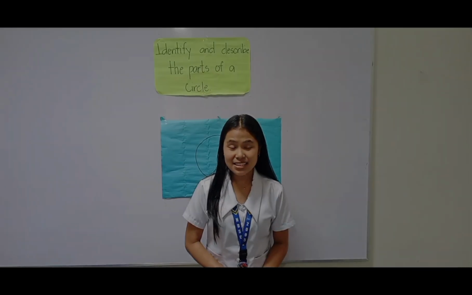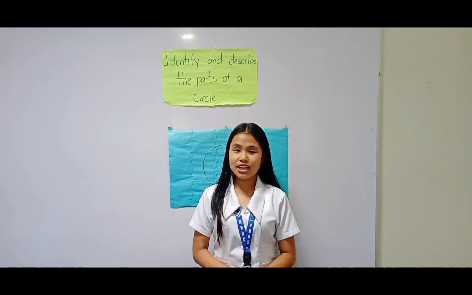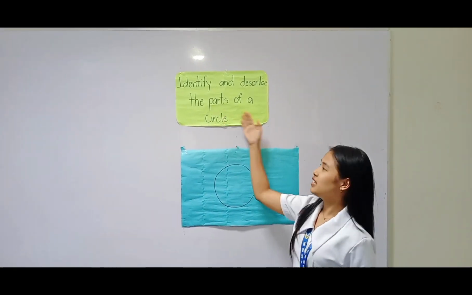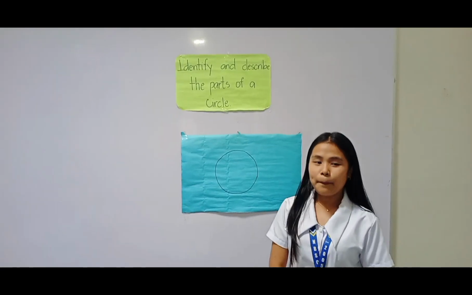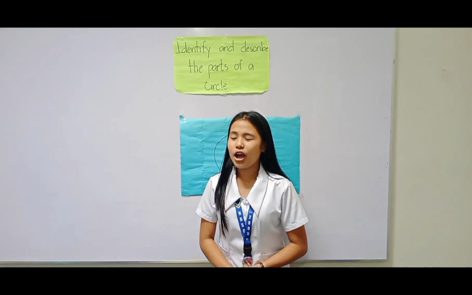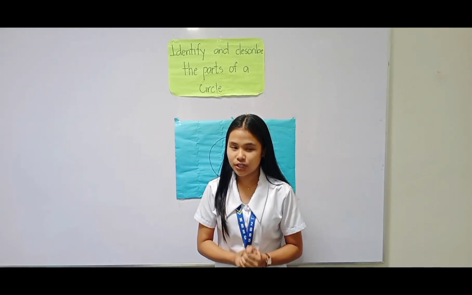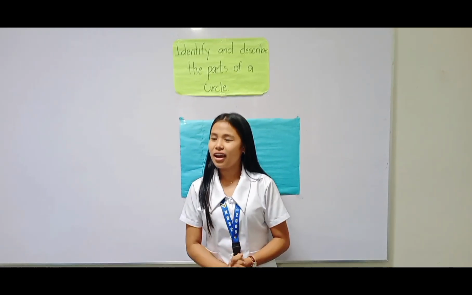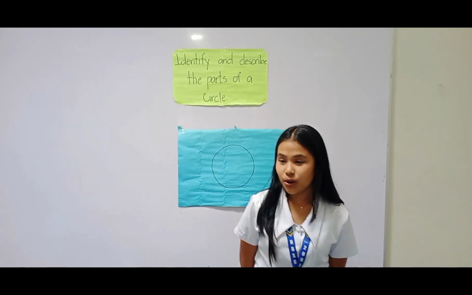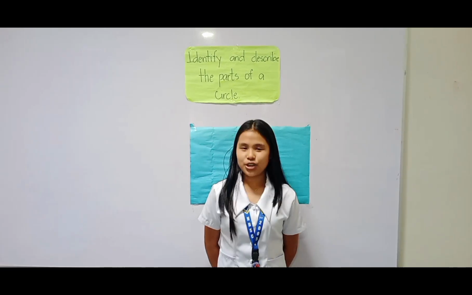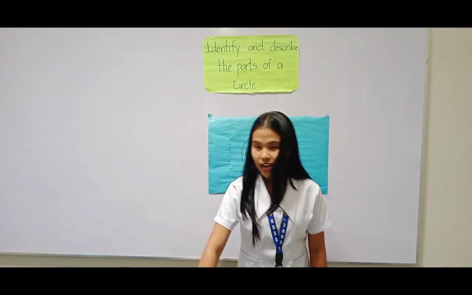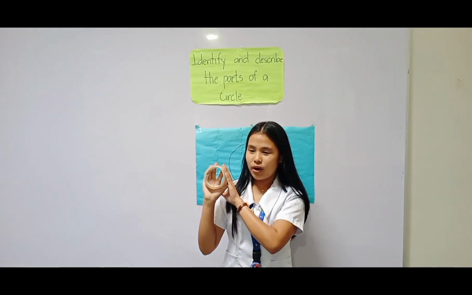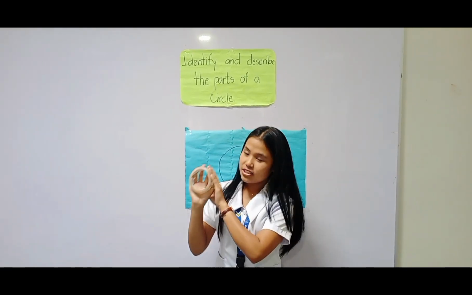Good morning, class. Our topic for today is all about identifying and describing the parts of a circle. But before we start our lesson, I want you to give me an example of a circle. Please look around you. Okay, a clock. Another example. Okay, a coin. That is an example of a circle. I also have an example here. What do you call this one? Okay, this is the Scotch tape.